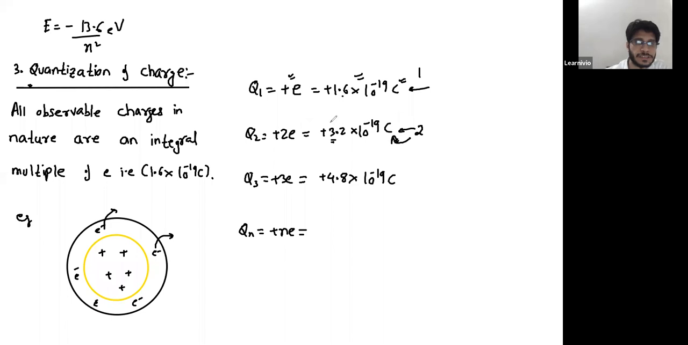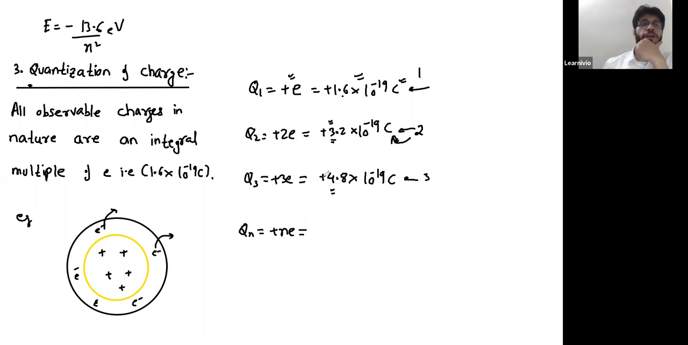Say in this case, after 3.2, what's the next higher charge? 4.8. What is the number of electrons corresponding to this charge of 4.8 into 10 raised to minus 19? 3 electrons. If I say an object has a charge of plus 4.1 into 10 raised to minus 19, is it possible? No. Why? Because the number of electrons will be only whole numbers. It can't be fractional. The number of electrons corresponding to this number would be a fraction, so the number of electrons can never be in fractions, right?